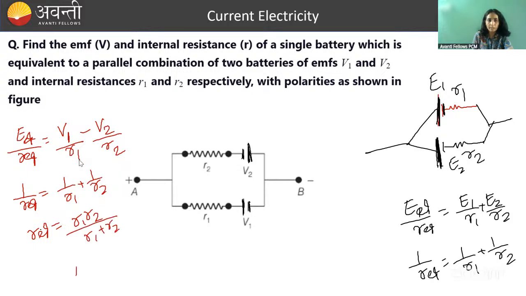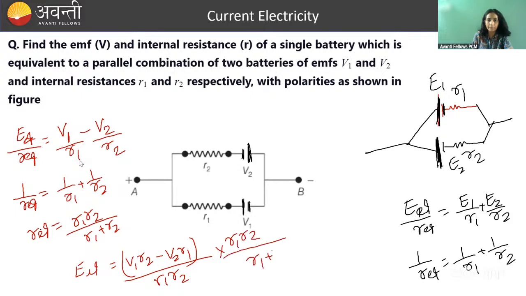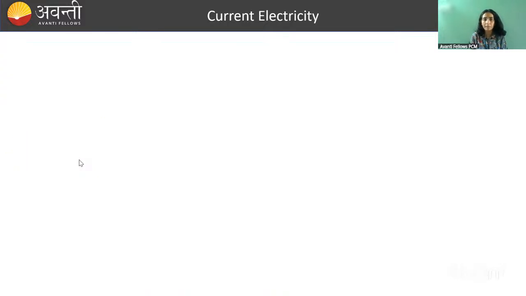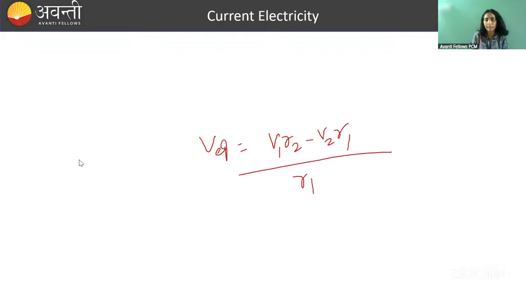So what will be the E equivalent here? E equivalent will be V1 R2 minus V2 R1, divided by R1 R2 into R equivalent, that is R1 R2 divided by R1 plus R2. So this thing will get cancelled, and what will be the answer? Your V equivalent came as V1 R2 minus V2 R1 divided by R1 plus R2. So this is going to be the answer.